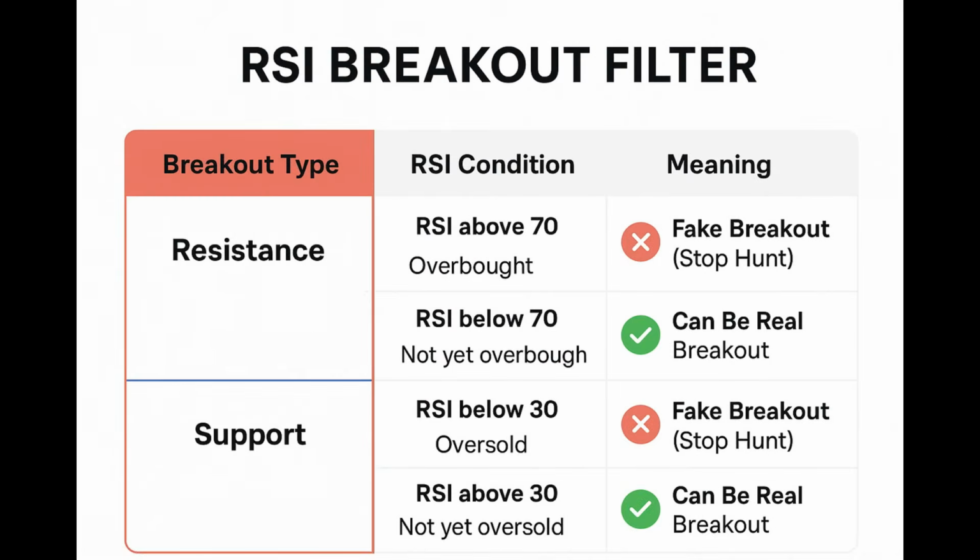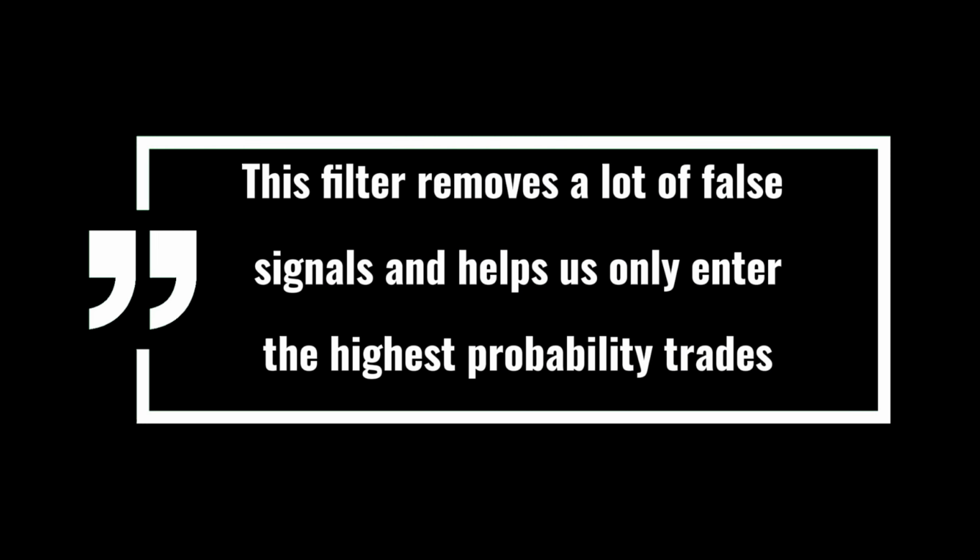So, in summary, when price breaks a resistance, if RSI is above 70, the breakout is usually fake because the market is already overbought. But if RSI is below 70, then the breakout can be real. On the other side, when price breaks a support, if RSI is below 30, the breakout is usually fake because the market is already oversold. But if RSI is above 30, then the breakout can be real. This filter removes a lot of false signals and helps us only enter the highest probability trades.